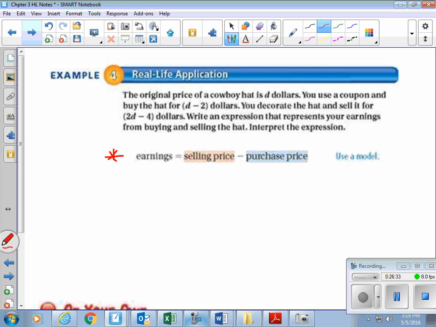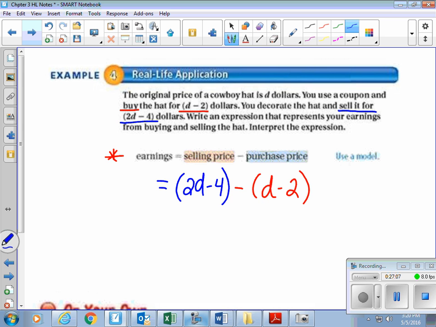you're going to do your selling price minus your purchase price. So if we look up there, it says we buy the hat for D minus 2. If I'm buying it for D minus 2, that would be my purchase price. That's what I purchased it for. Then it also says that we sell for 2D minus 4. So that would be my selling price. When I do that subtraction, that'll give you my earnings.